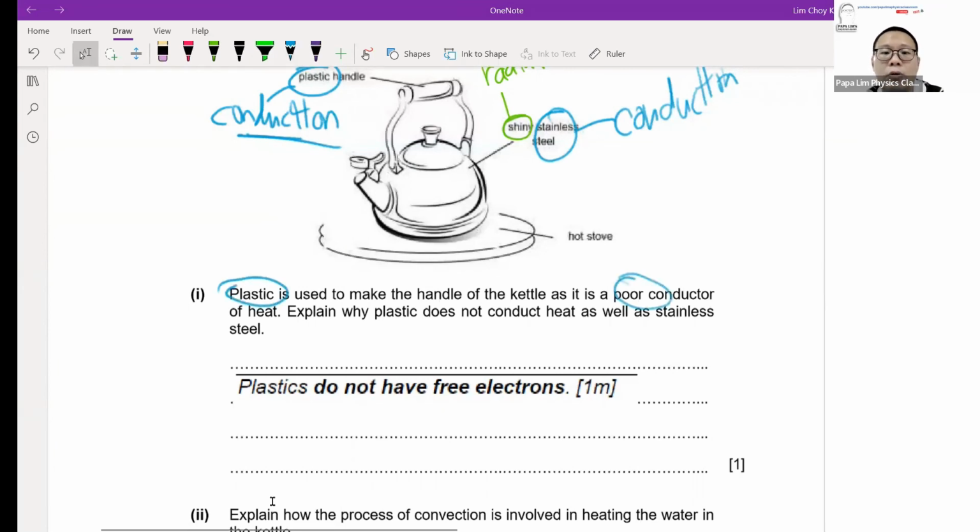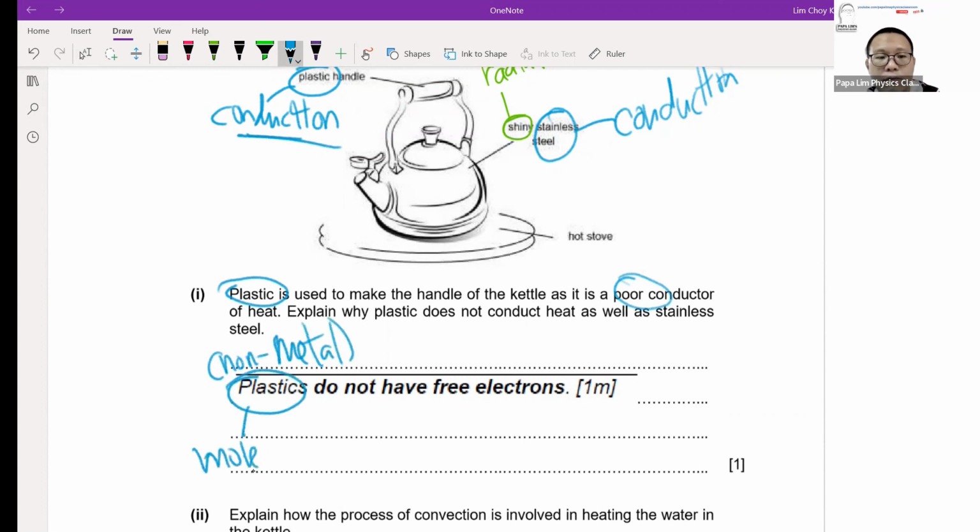So how does it not conduct heat as well as stainless steel? What's the difference? One is metal, one is non-metal. Plastic is what we call non-metal. Non-metal has only one mode of transfer. That is what we call molecular vibration.